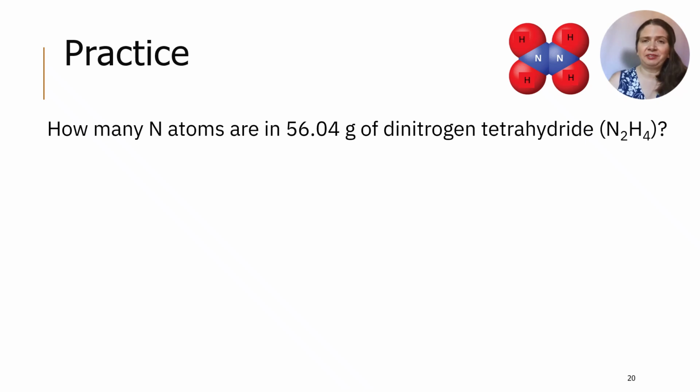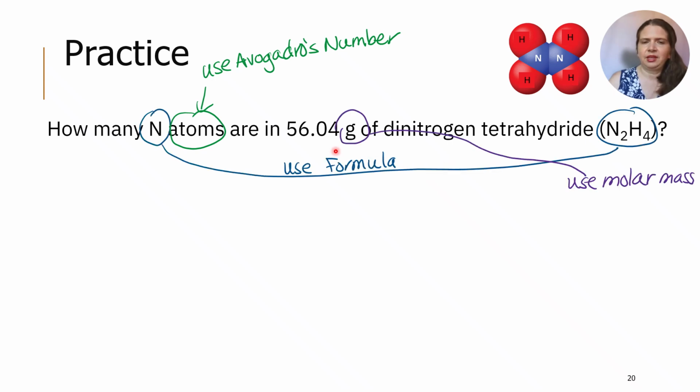Now let's try a problem that requires all three conversion factors. How many nitrogen atoms are in 56.04 grams of dinitrogen tetrahydride, N2H4? First, identify the conversion factors needed. The question asks for nitrogen atoms. The word atoms tells us that we need Avogadro's number. The mass of N2H4 is given in grams, so we need molar mass. Finally, the compound and the element we are trying to find are different, so we need a formula ratio.